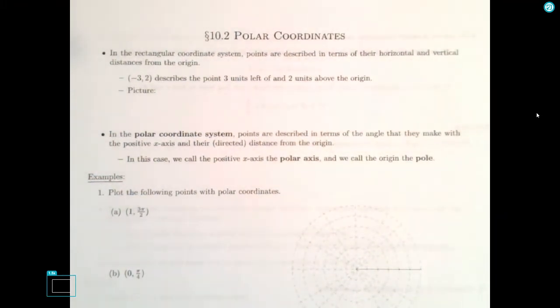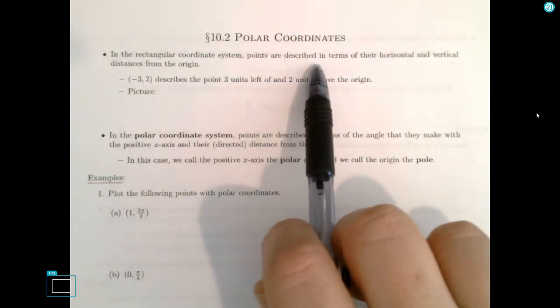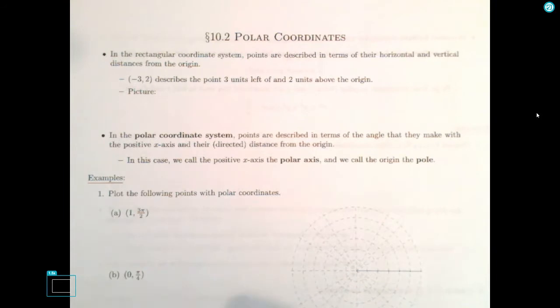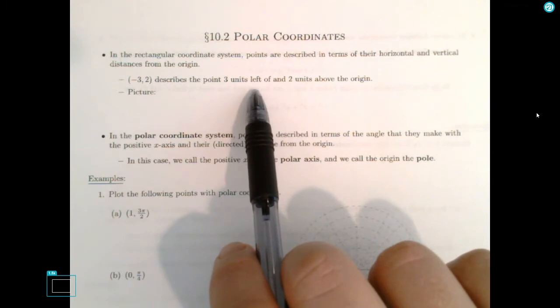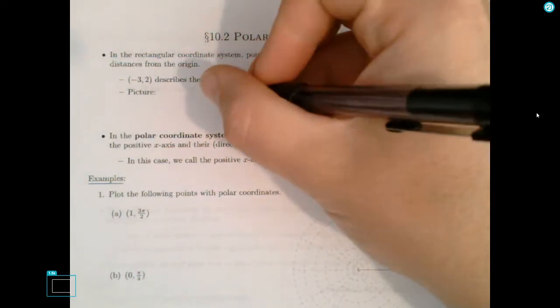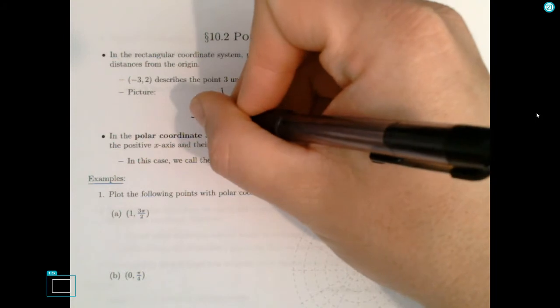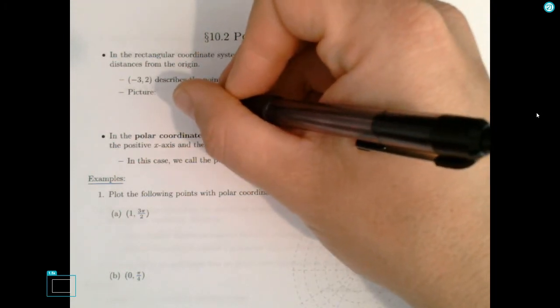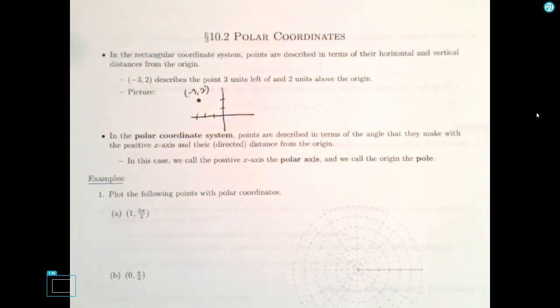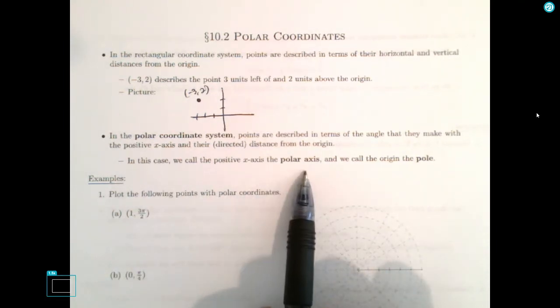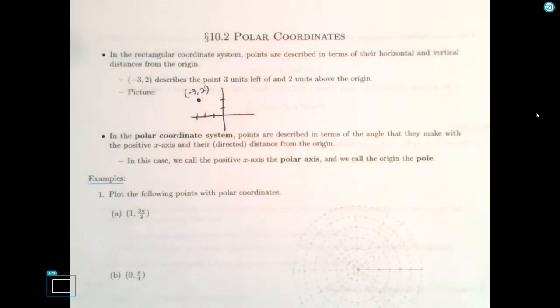So here's the idea. In the rectangular coordinate system, points are described in terms of their horizontal and vertical distances from the origin. So for example, the point -3, 2 describes the point 3 units left of and 2 units above the origin. Right, there's the point -3, 2. In the polar coordinate system, points are described in terms of the angle that they make with the positive x-axis and their directed distance from the origin. In this case, we call the positive x-axis the polar axis, and we call the origin the pole.